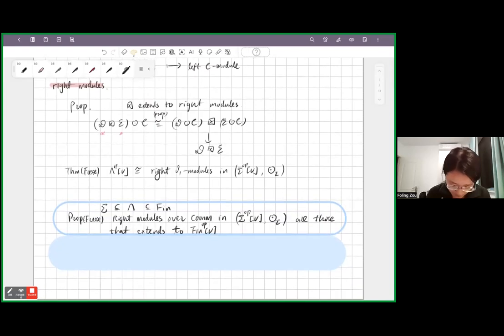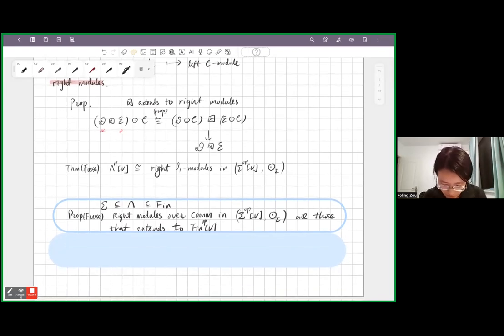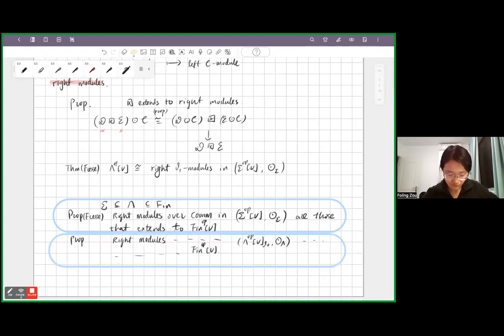And also, Fresse examined what a right module in symmetric sequences over the commutative operad is. And he proved that right modules over the commutative operad are precisely those that extend to a contravariant functor on the category of finite sets. And it's the same in lambda sequences. So right modules over the commutative operad are also those that extend to the category of finite sets.